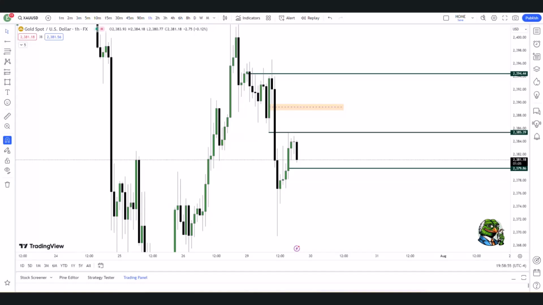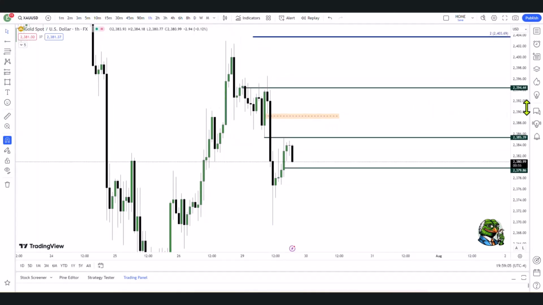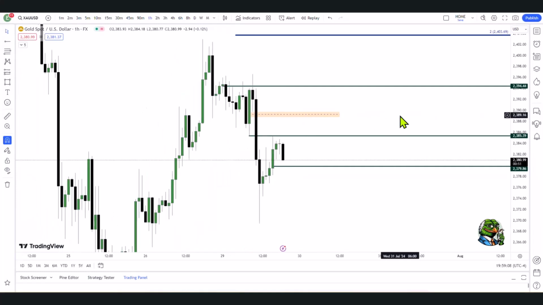You are looking at a chart of gold, 1 hour chart, and I don't really have a sense of direction on this at the moment. Right now, what I want to do is do a scalp trade. I'm going to do a scalp trade.